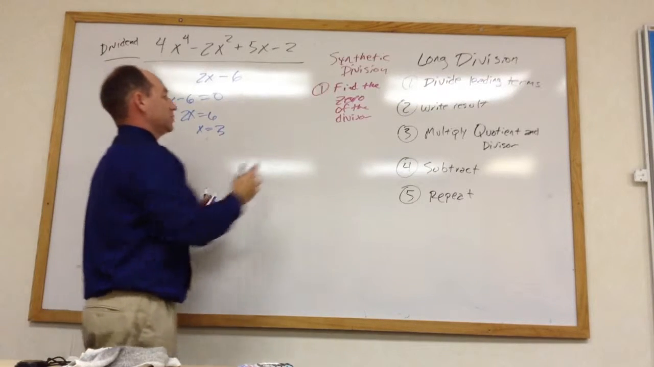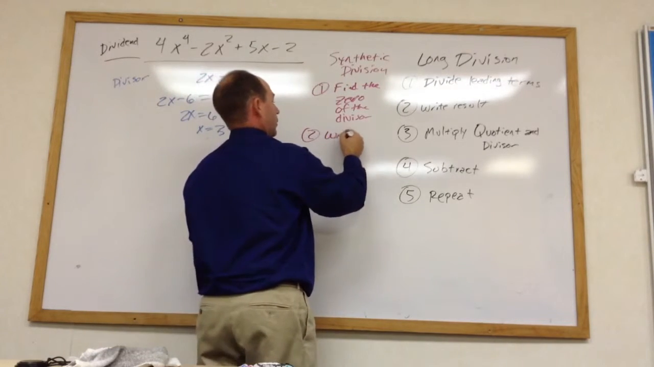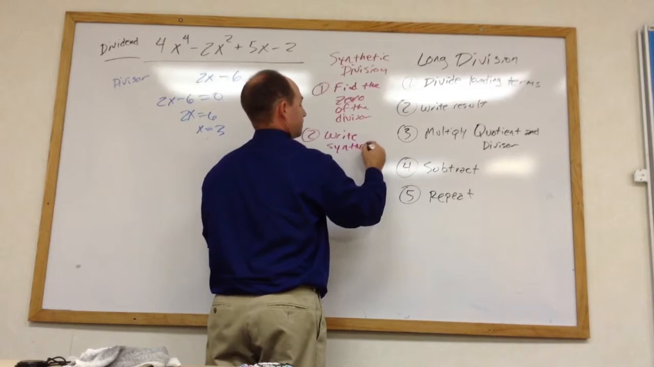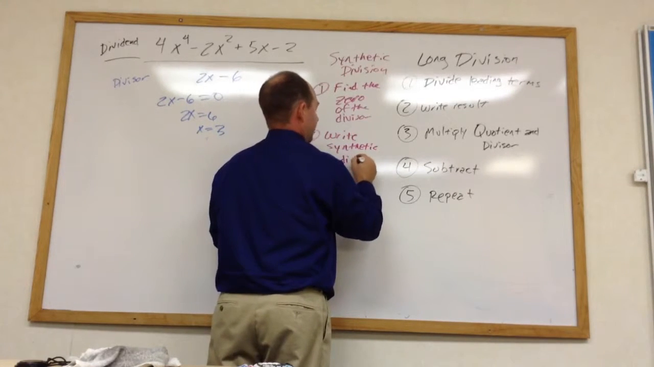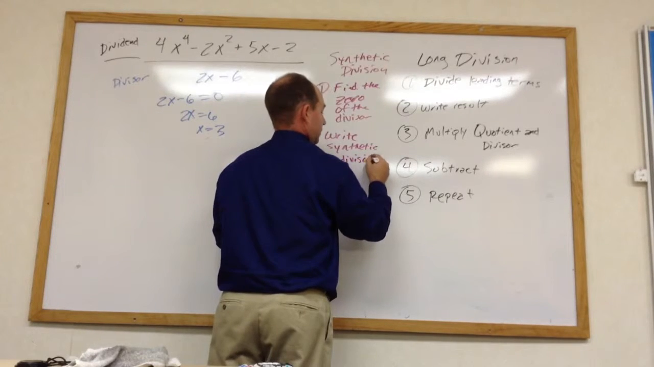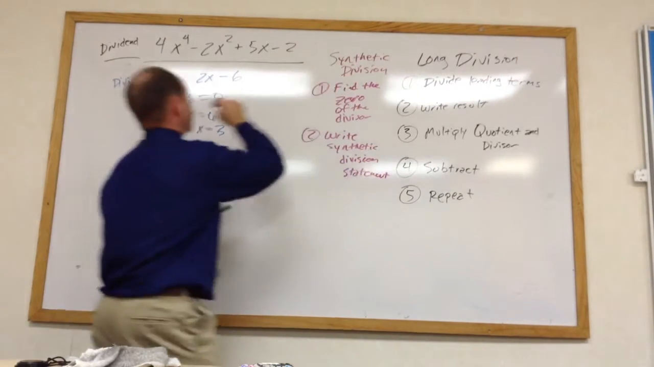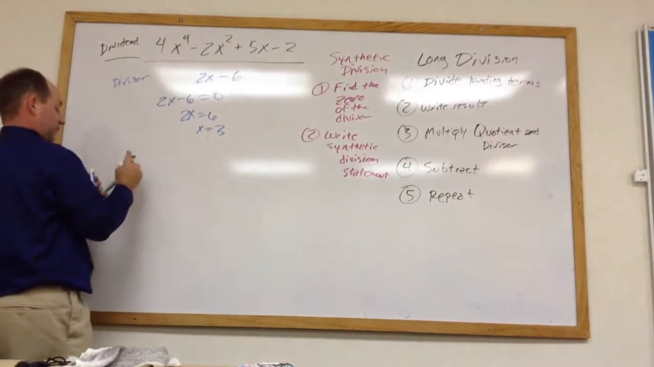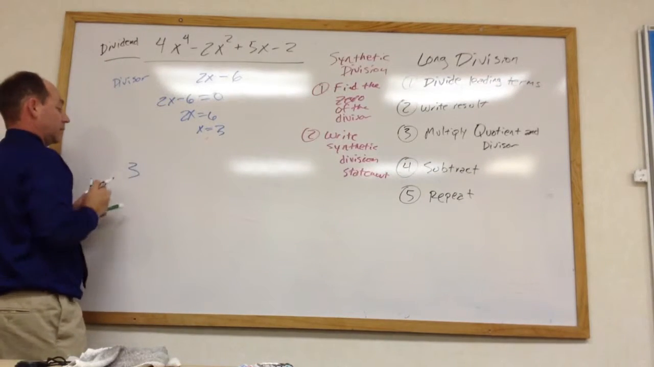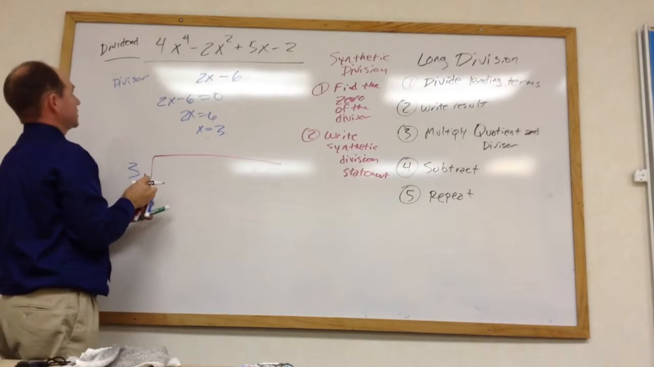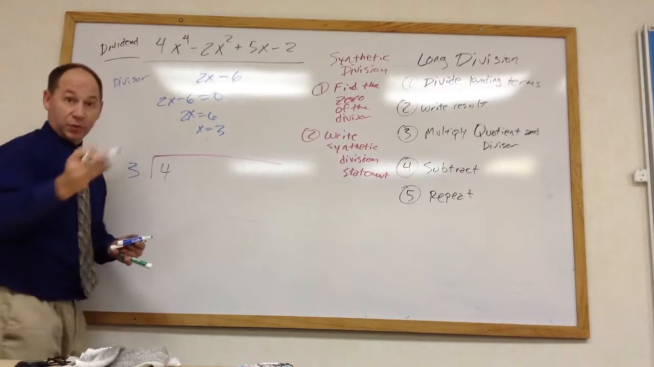So then, number 2, write the synthetic division statement. Now what I mean by that, write the synthetic division statement, is to harvest those coefficients. So that means that I'm going to harvest this as a 3 out here, and then I'm going to harvest these coefficients in there. Those coefficients are 4 for the x to the 4th term.